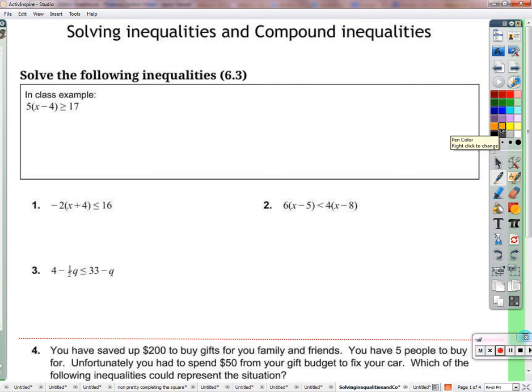All right, so we have solved some inequalities. Now we're going to solve some inequalities with more steps in it, really. Right? Sounds good. Let's distribute that 5. Bam. Aiden? Plus 20. Sounds good. 21. Ashley?